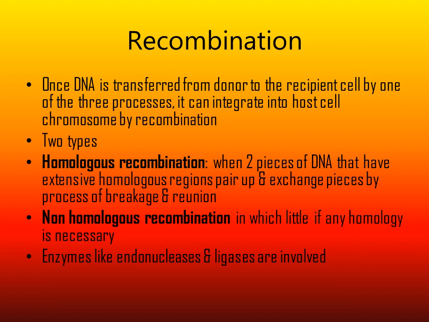There are two types of recombination. Homologous recombination is the recombination in which two pieces of DNA that have extensive homologous regions pair up and exchange pieces by a process of breakage and reunion. While in non-homologous recombination, there is little homology between the DNA that is inserted and the DNA that is actually present in the bacterial genome. So if little homology is present, this is non-homologous recombination. If homologous regions pair up, then this is called homologous recombination.